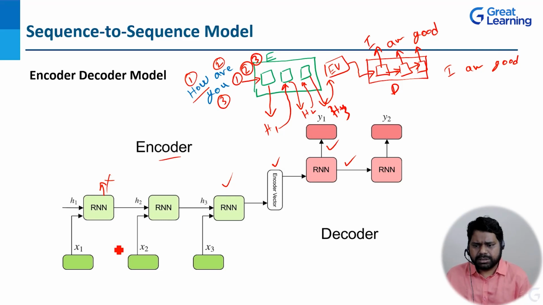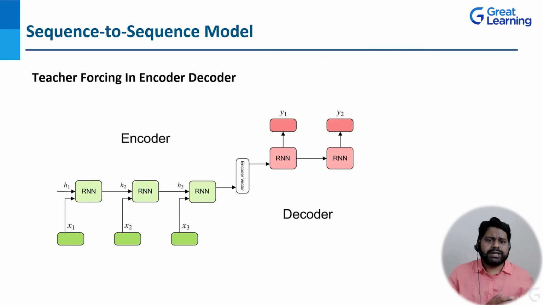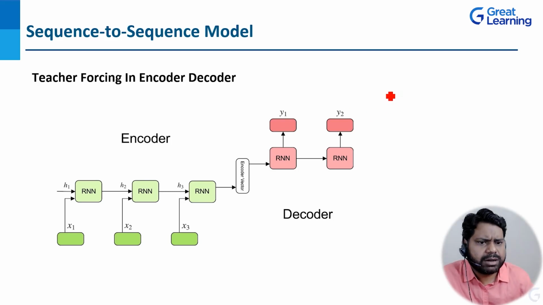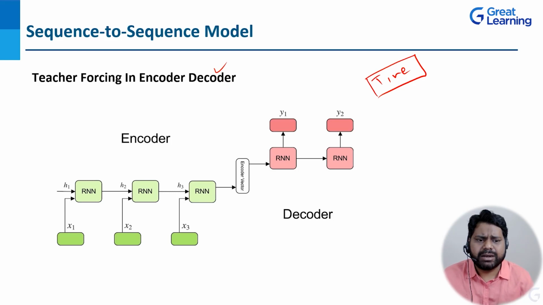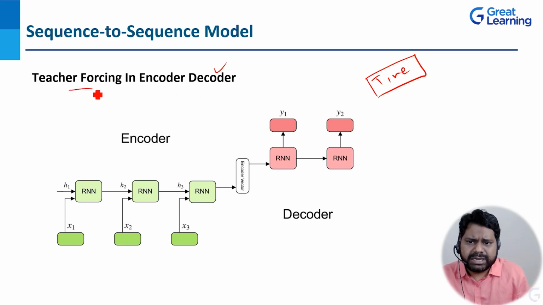Now let's move on to our next slide: encoder-decoder using teacher forcing. When we train our model, sometimes the encoder-decoder model takes a very long time to process. Encoder-decoder models are known for taking a very long period of time to train, and some of the time they overfit. In order to tackle that, we use teacher forcing.